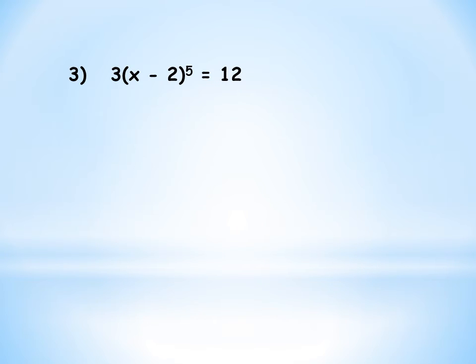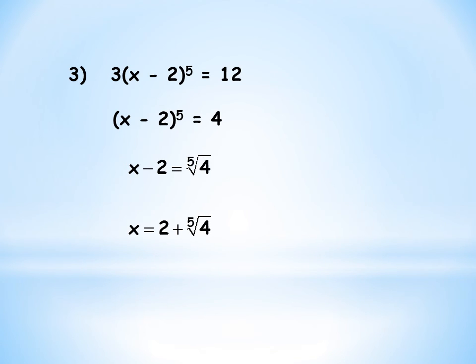Solving this one, again, now you want to get the term that has the x in it alone. So first thing you want to do here is divide by 3. And now because this is in parentheses, you can take the 5th root of both sides and then add the 2 over.